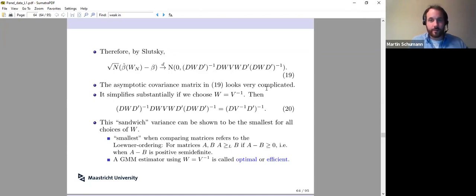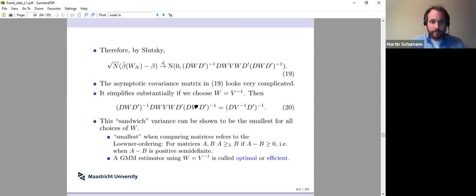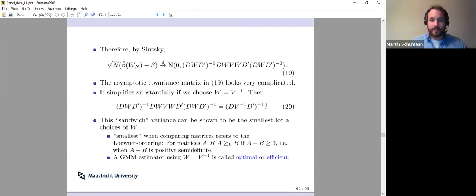It looks really ugly, and you have to look at this stuff for a while to see how this can be simplified. This is of course a question that I would normally ask in class, and normally people would sit there, stare at the wall, stare at the board, and nobody sees it. But if you actually choose W to be the inverse of V, then the whole bunch here simplifies to D V inverse D prime inverse. And this is again something that we've seen many times before. We have a sandwich form variance.